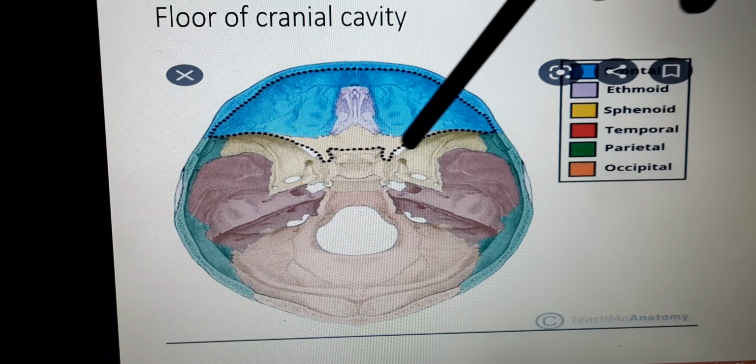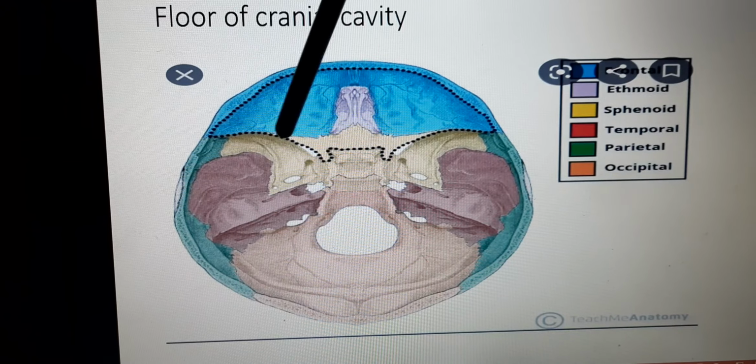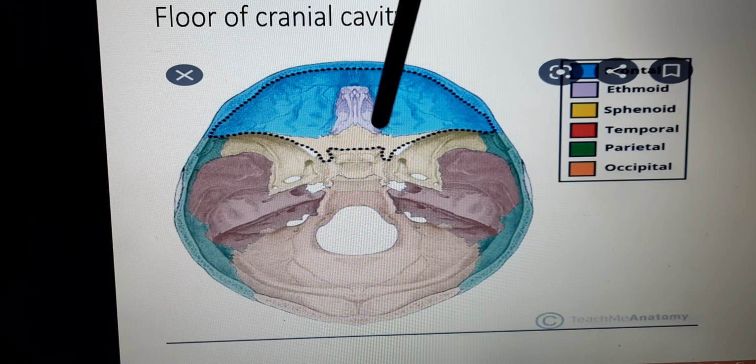This is the posterior border of the orbital plates, which articulates with the anterior border of the lesser wing of the sphenoid bone, and this is the ethmoid bone, which is present in the ethmoidal notch.